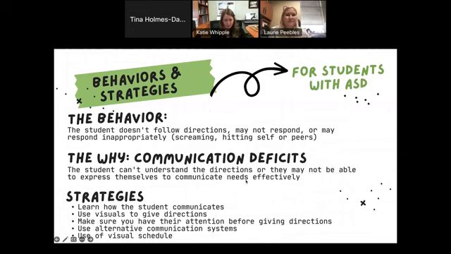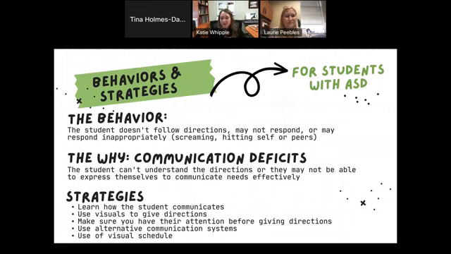So let's talk about some specific behaviors and strategies. I think it's helpful to understand what the behavior might be that we see in our classroom, and understand why this behavior is happening so that we can really address it using some specific strategies.